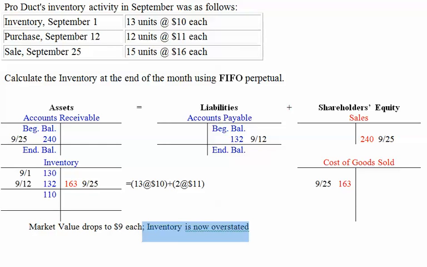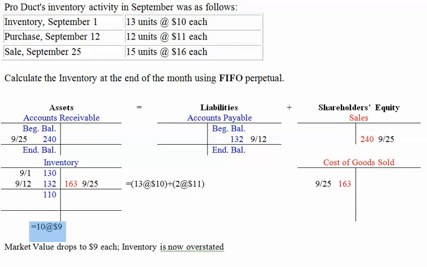So what management must do is to make sure that their inventory isn't overstated. They need to reduce their inventory so that it's at 90. The 10 units here, not at the higher cost, but at the lower market value. So they need to do a lower of cost or market write-down.